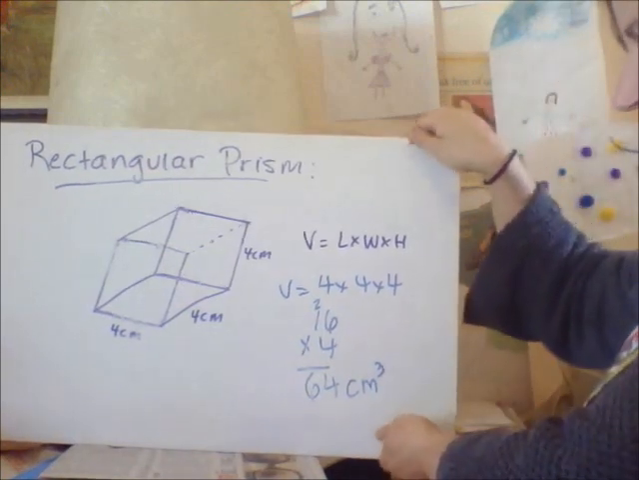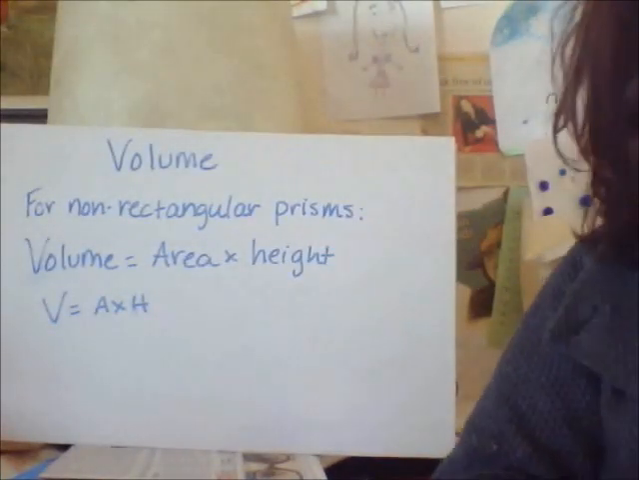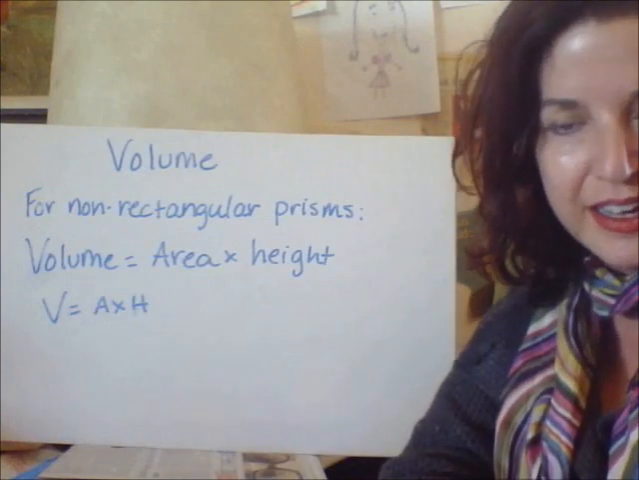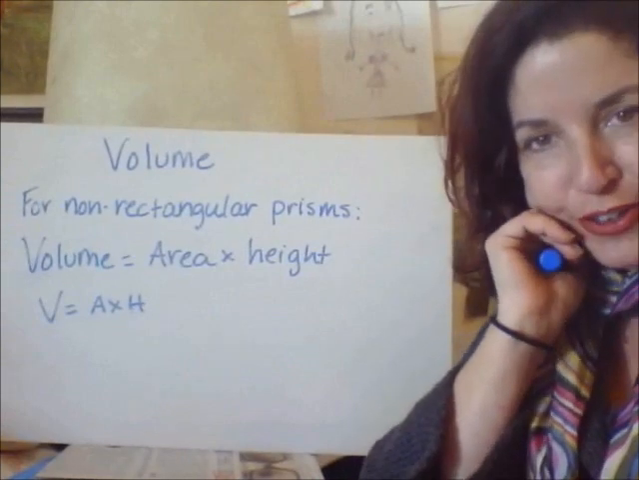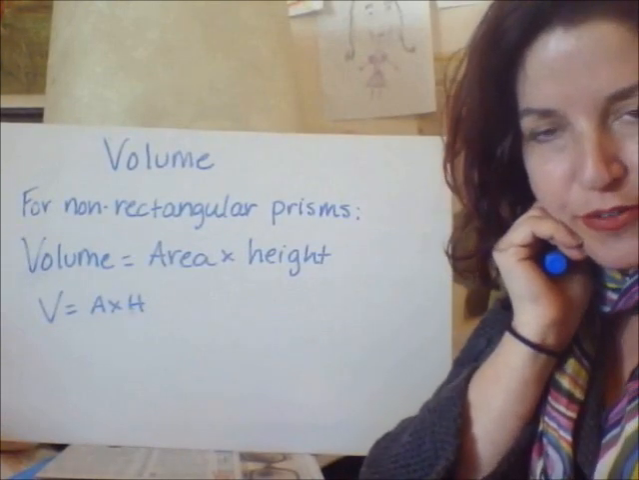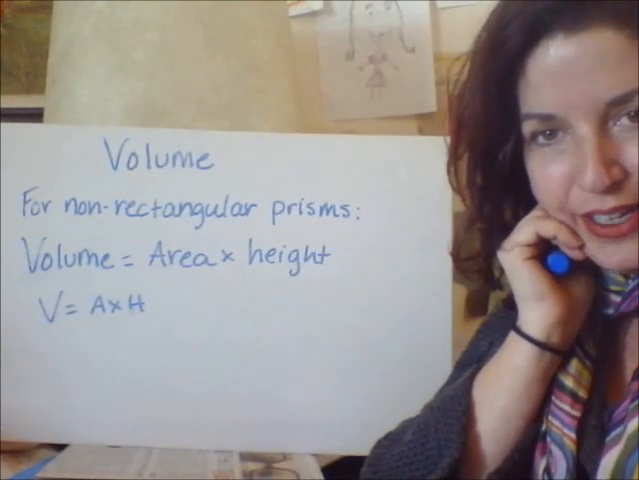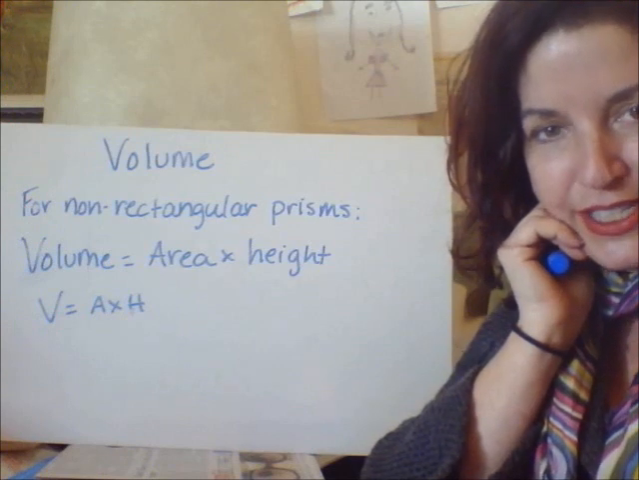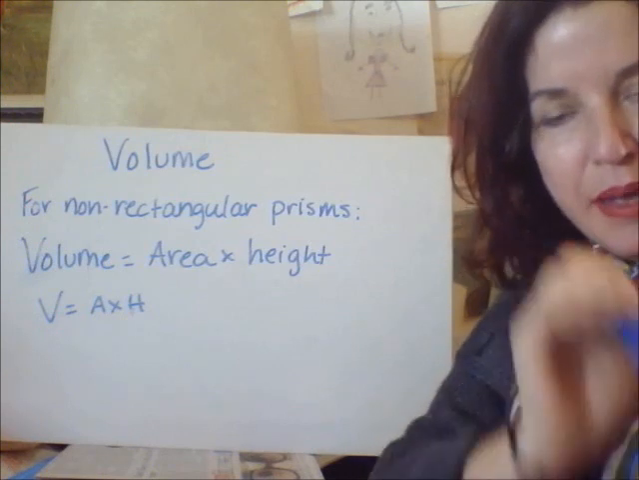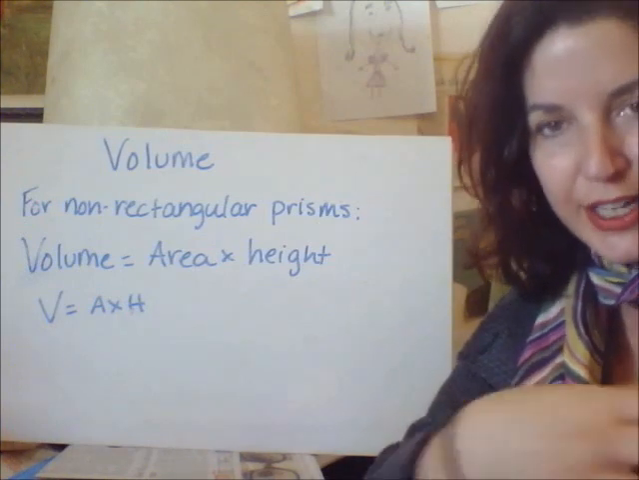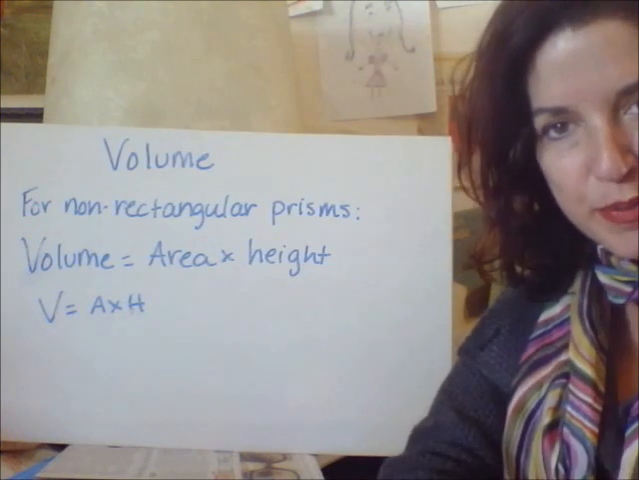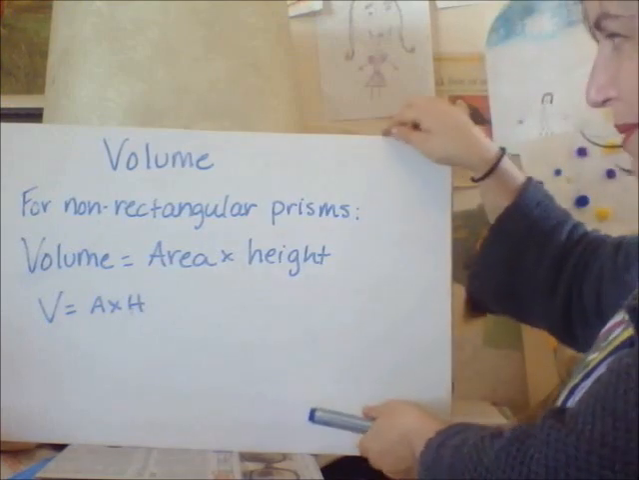Okay. Now, what happens if you're not talking about something like a rectangular prism or a cube, something that's a little bit more irregular? You can just use a simpler formula, which is just you find the area of its face and then multiply that by the height. So for non-rectangular prisms, you're looking for the area of the shape and then multiplying that by its height. So I'll show you what I mean.